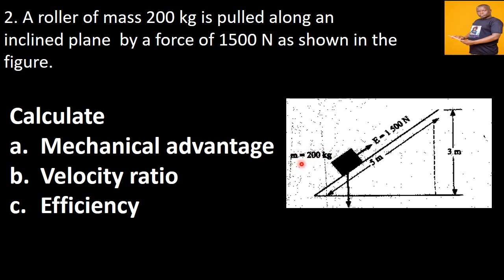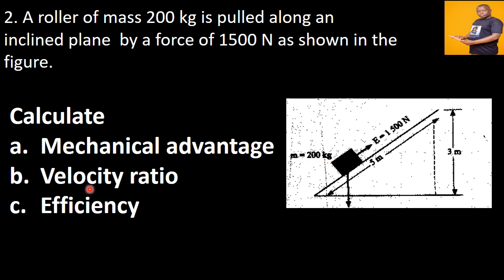All you have to do is change the mass to newtons. You multiply by 10 newtons per kilogram. It will give you the load. The effort is given here. So to find mechanical advantage, first change the kilograms to newtons by multiplying by 10, and then divide that by the effort, which is 150 newtons. This will give you the mechanical advantage.